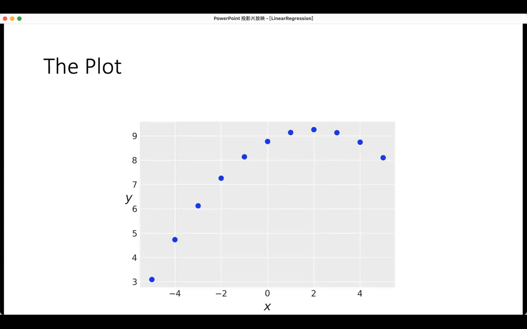So this point looks like they are a perfect fit of a quadratic form, right? So you may wonder, why is this data set included in the Anscombe's quartet data set?